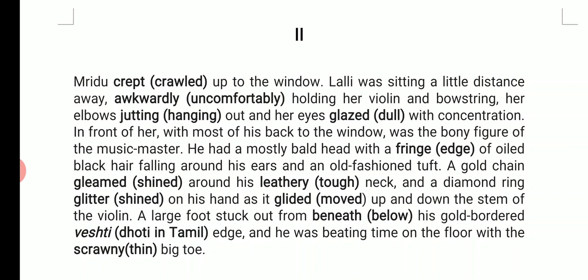Mridu crept up to the window. Crept means crawled. Lali was sitting a distance away, awkwardly, which means uncomfortably, holding her violin and bowstring, her elbow jutting out and her eyes glazed with concentration. Now what happened, these three, Mridu, Meena and Ravi, heard a creaking sound, and that sound was the violin played by Lali. So they crawled up to the window.